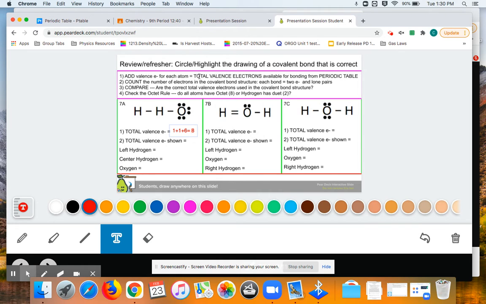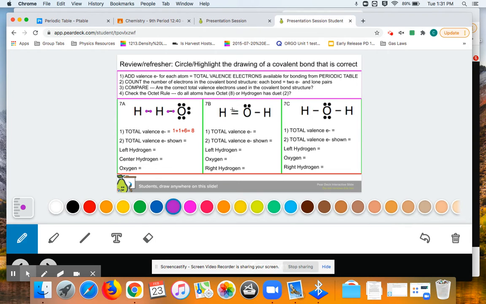Step 2 says count the number of electrons in the covalent bond structure. Each bond equals 2 electrons, plus the lone pairs. So now I'm looking at this image, and I need to count how many electrons are drawn. Each of the little dots is 1, and each pair represents 2. If this helps you, put it on your pictures. If it doesn't, then ignore this. But you can add in electrons if you want to think about it. This line means there are 2 electrons there, and this line means there are 2 electrons there. And you can do it with all of them.